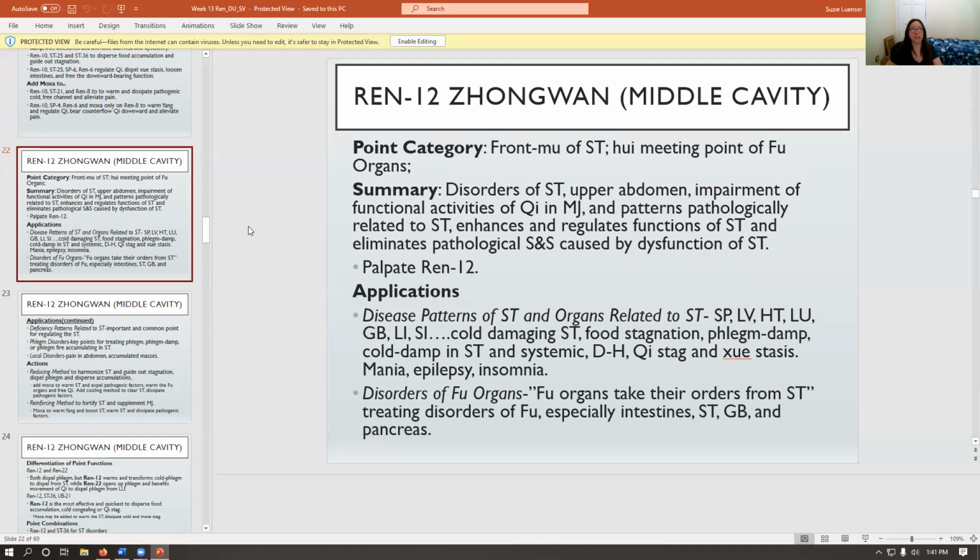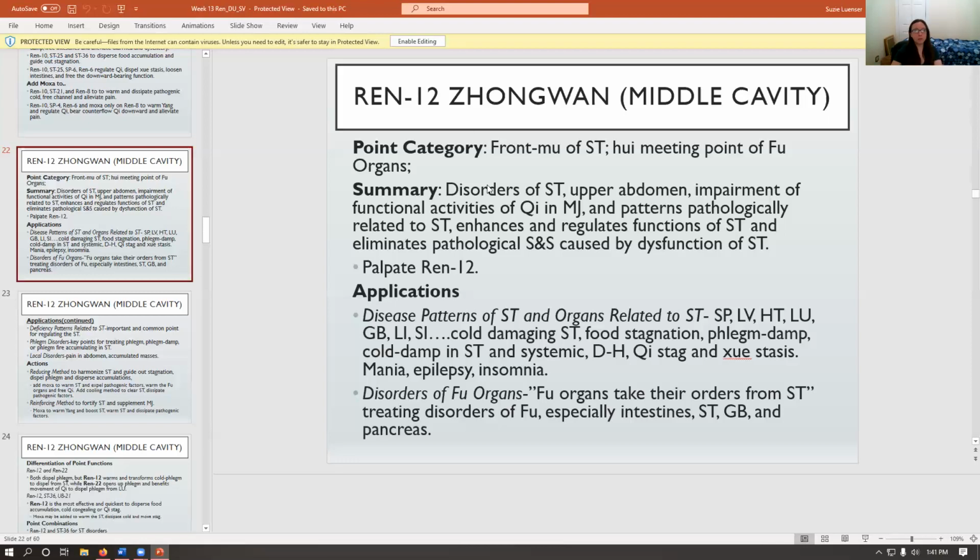It will tell you whether or not it needs a needle more often than not. So in addition to treating disorders of the stomach, we're going to be treating disorders to the stomach that also relate to other organs. We know that stomach often has involvement with other organs as far as pathology is concerned: the spleen, the liver, the heart, the lung, gallbladder, the large intestine, the small intestine. It reaches out in different ways to affect different organs. So this point is going to have a wide variety of applications for various patterns.